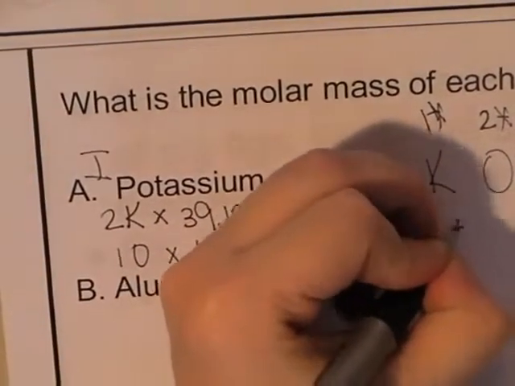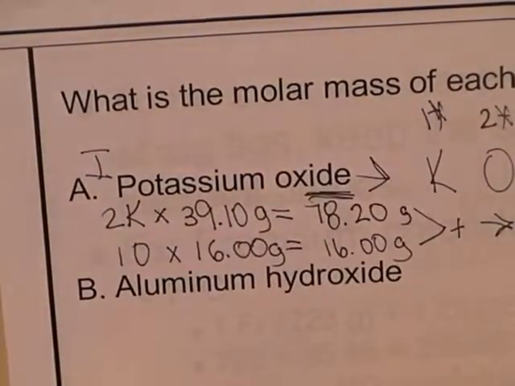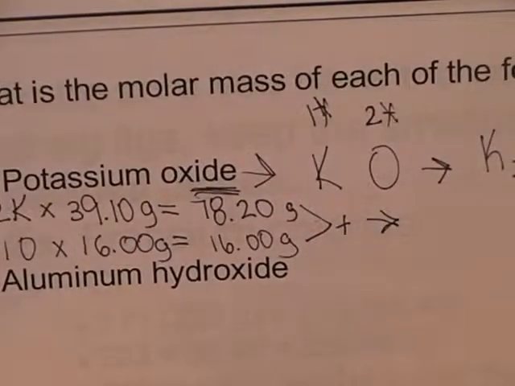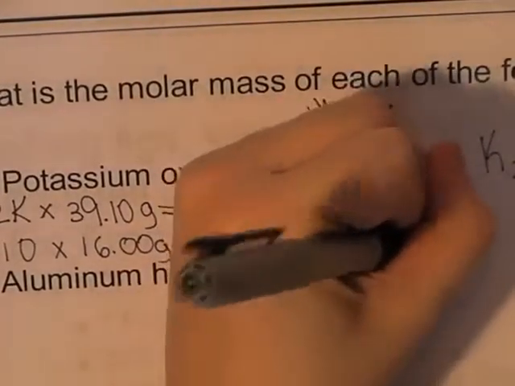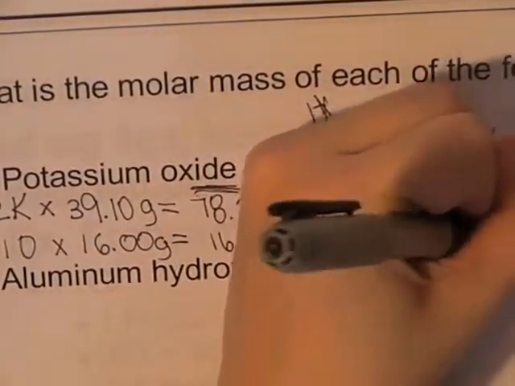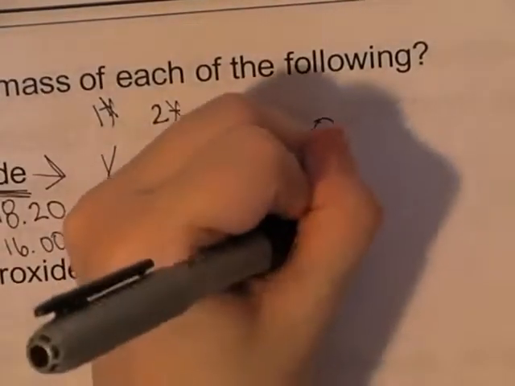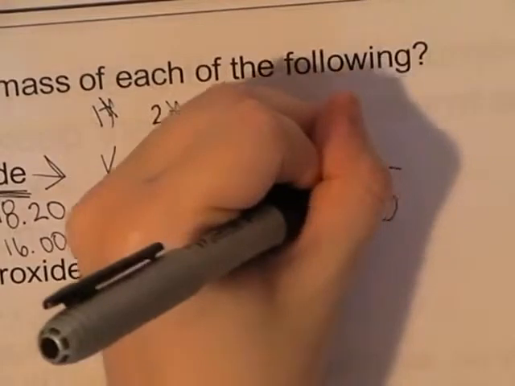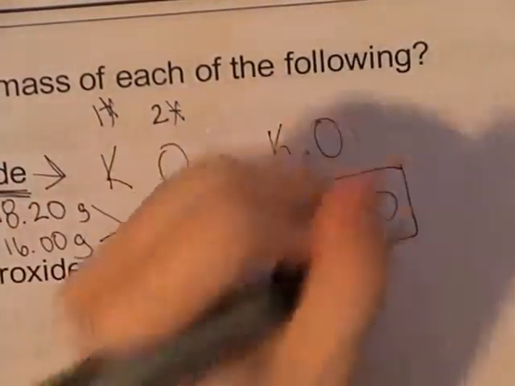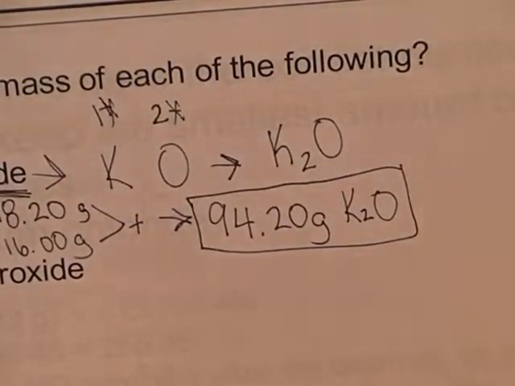Next thing you want to do is add those up. Right, if we add 78.20 plus 16.00, we get 94.20 grams of K2O, molar mass found.